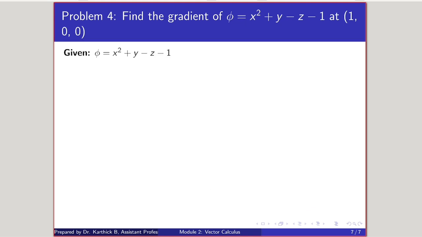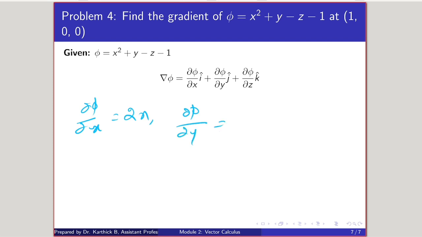And next problem. Here x square plus y minus z minus 1. At last we have to find at the point. So I am just taking this pi and I will go for the differentiations. Dou pi by dou x. Here it will be 2x. Dou pi by dou y. Here x square becomes 0, y means it will be 1. Then dou pi by dou z is minus 1, because the remaining terms will be constants, they become 0. Here it is minus z, so it comes minus 1.